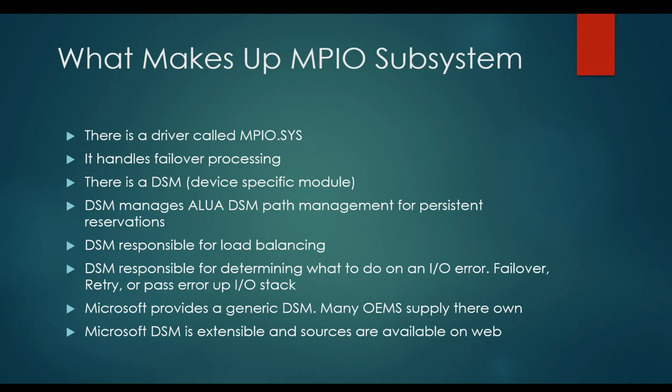The DSM also manages ALUA, which is asymmetric logical unit access. The DSM does path management also for persistent reservations. We'll talk about that in a later video. The DSM is responsible for load balancing, and it is responsible for determining what to do on an IO error. There are a number of things that can happen. We could fail over because it's determined that the path is bad, or MPIO will retry, or the error could be passed up the IO stack. And this all depends on what the DSM decides to do.